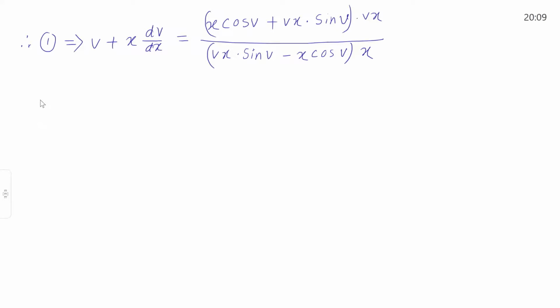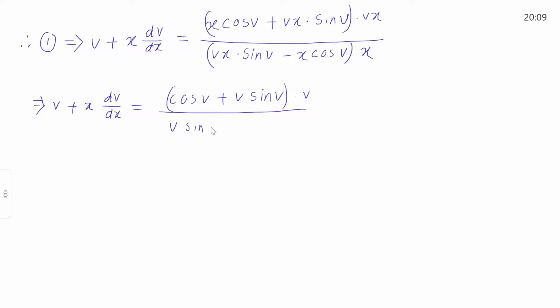This implies v plus x into dv/dx on the left-hand side remains the same, is equal to... x is common, so it cancels. We get cos v plus v sin v, so we write cos of v plus v into sin of v as the numerator. The x cancels, so v is there, divided by x common cancels. So v sin v minus... x is already taken common and cancelled, minus cos v.